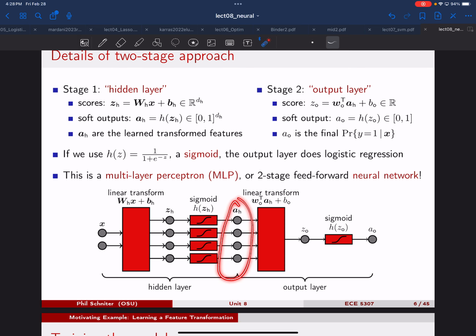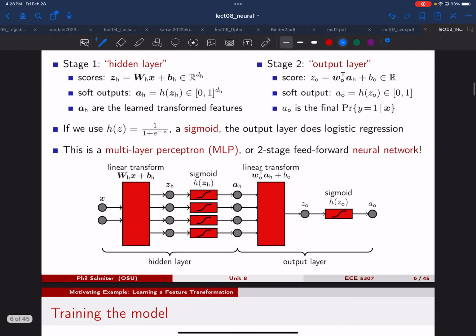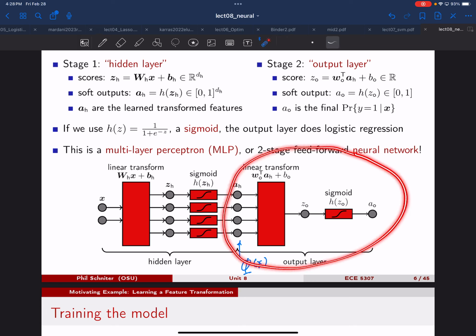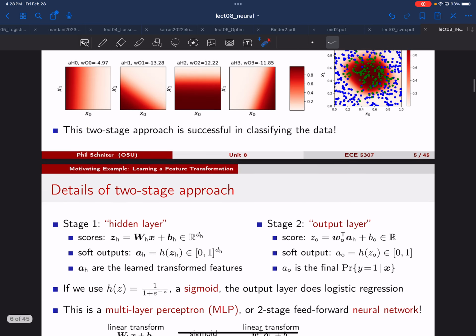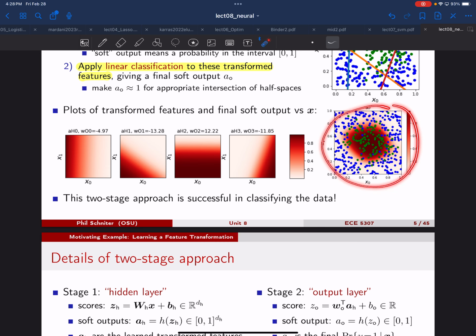Once we have those transformed features, which we called phi of x in the last unit, the rest is just linear classification, as we learned back in Unit 5. So here we have a single weight vector, a single bias. We compute a single score, z0, that's a real number. We put that through a sigmoid if we want to make it into a probability between 0 and 1. And that's what we finally plotted over here, that number as a function of wherever you are in the feature space.